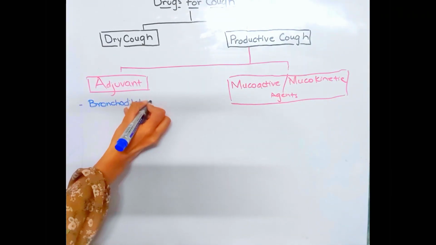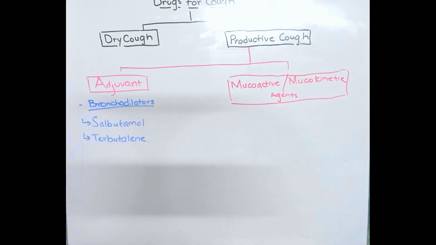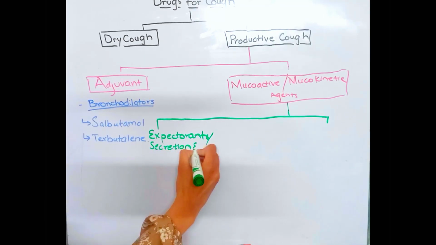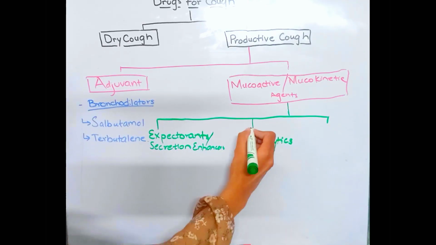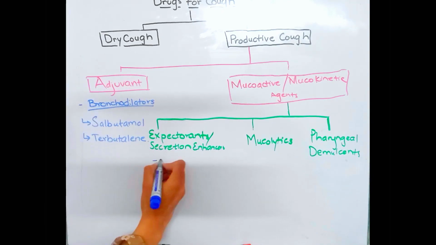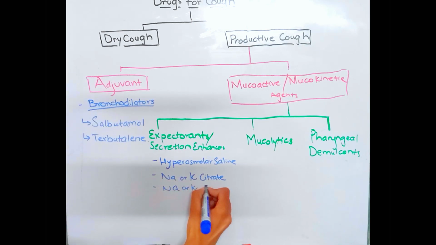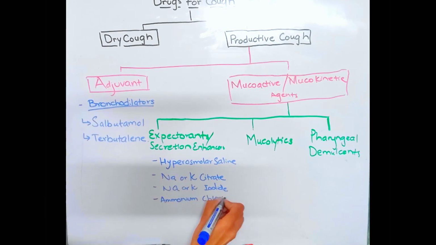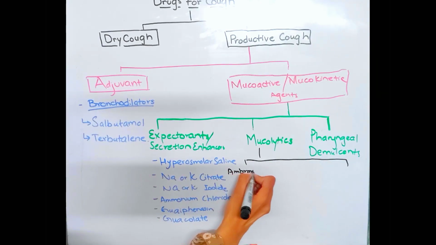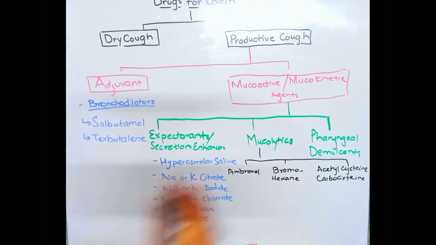In adjuvant therapy, we have the bronchodilators, for example, salbutamol and terbutaline. Now in mucokinetics, we have expectorants or secretion enhancers and mucolytics. Then we will also discuss the pharyngeal demulcents. Examples of the expectorants are hyperosmolar saline, sodium potassium citrate, sodium potassium iodide, ammonium chloride, or guaiacolate or guaifenesin. Then in mucolytics, we will discuss ambroxol, bromohexine, acetylcysteine, and carbocysteine.